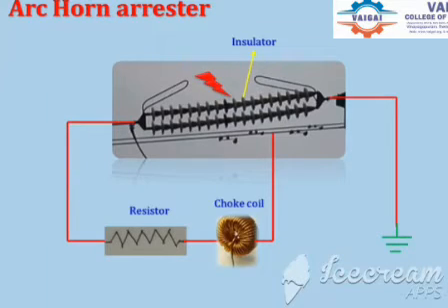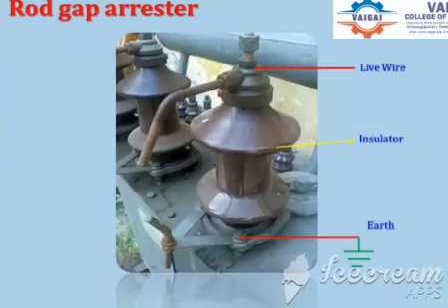The first type of lightning arrestor is the arc horn arrestor. See the diagram, it is the insulator. The insulator is where the lightning arrestor is placed. From the choke coil and the resistor, it is connected via the insulator. Whenever high voltage occurs, the voltage flows through the choke coil and the resistor, then through the insulator to the ground. So the transmission line is protected from the over voltage.